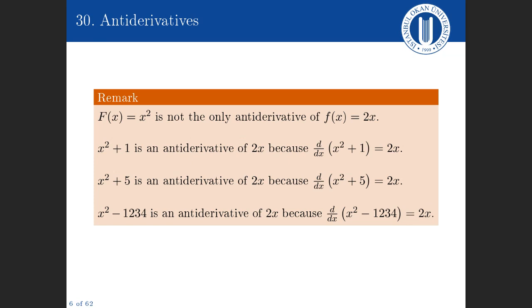Now, before we go on, let me point out that x squared is not the only antiderivative of 2x. We can add on a number and we still have an antiderivative. For example, x squared plus 1 is an antiderivative of 2x because if we differentiate x squared plus 1, we get 2x. X squared plus 5 is an antiderivative of 2x because if we differentiate x squared plus 5, we get 2x. And we could put any number here. X squared minus 1,234 is an antiderivative of 2x because the derivative of x squared minus 1,234 is 2x.